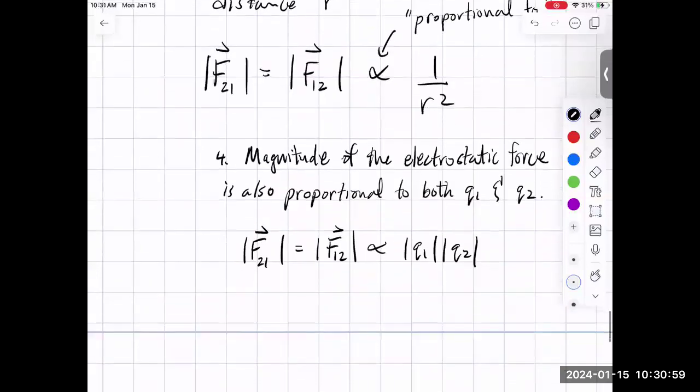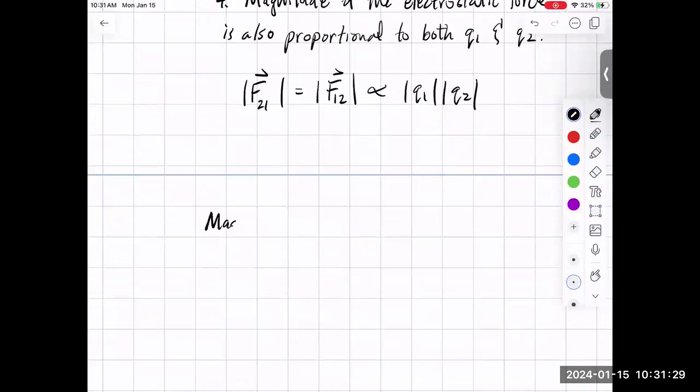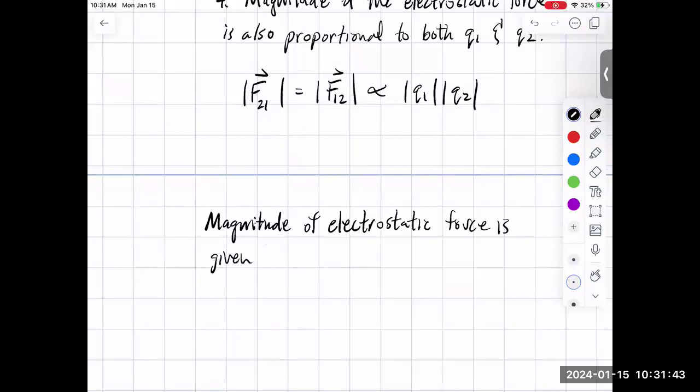Okay. So if we bring all these observations together, what we've learned is that the forces act along a line that connects the two charges. It's attractive if the charges are opposite and repulsive if they're the same. And it's proportional to 1 over r squared and proportional to Q1 and Q2. And if we bring all of that together, we can conclude that the magnitude of the electrostatic force is given by F is equal to Q1 Q2 divided by r squared.